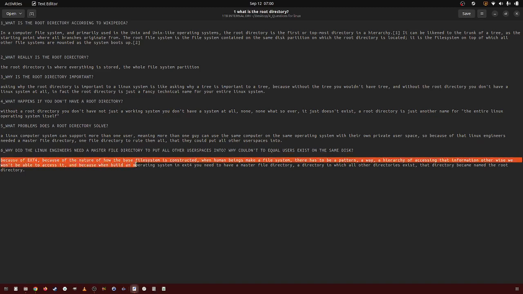And because when we build an operating system in ext4, you need to have a master file directory, a directory in which all the directory files exist. And that directory became named the root directory. So there you go. That is what a root directory is.